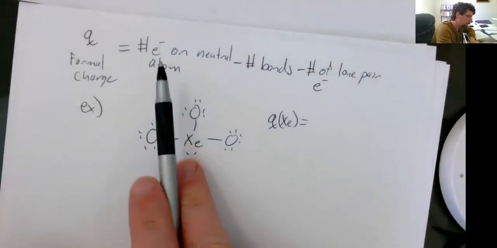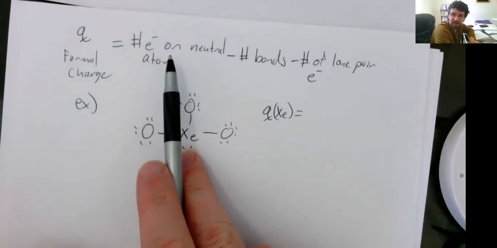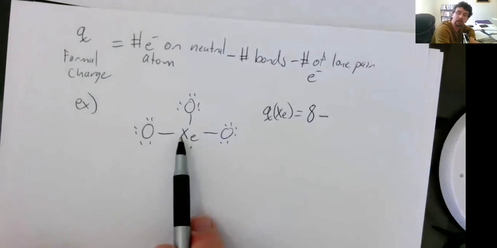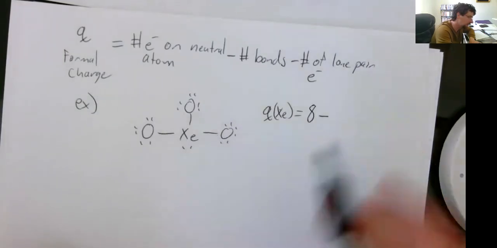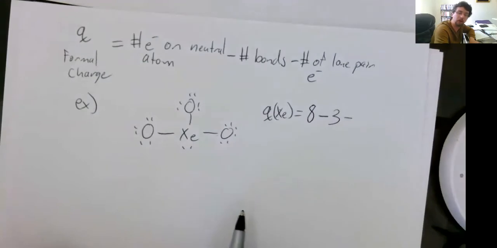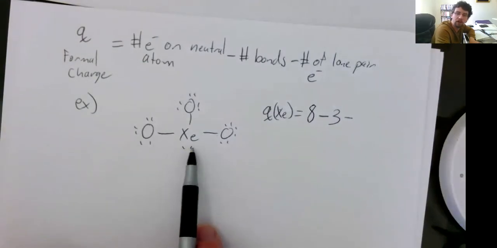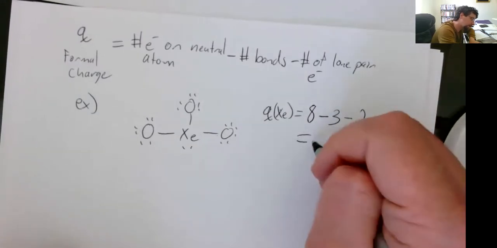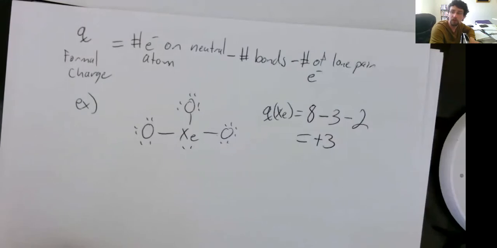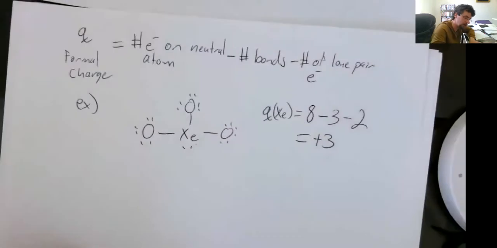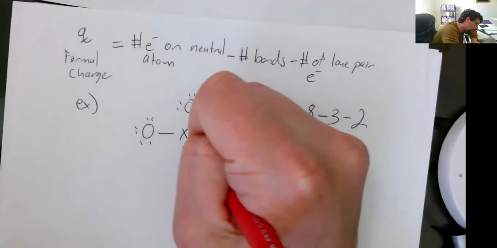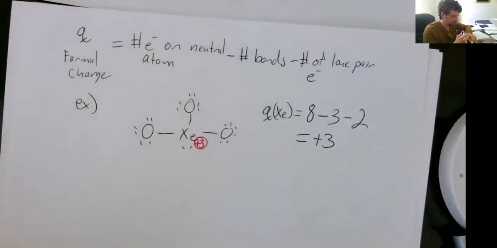If we look at the number of electrons on a neutral xenon, we can see from the periodic table that it should have a value of 8 minus the number of bonds to it. If we calculate, we have 1, 2, 3 bonds, minus the number of electrons in lone pairs, 1, 2 on this. So that's going to have a total of +3. So what we would do is indicate that that atom has a +3 charge on it. I'm going to do that with a different color. And we circle that charge.